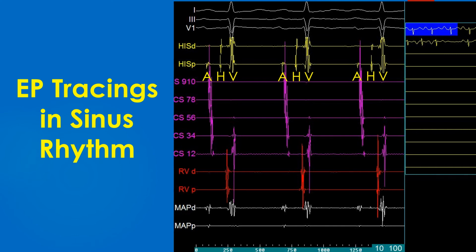The earliest atrial activity is in the surface lead V1. The atrial activity in the His electrode comes after that, followed by the proximal coronary sinus electrodes. Distal coronary sinus electrodes pick up the atrial activity later, reflecting later activation of the left atrium. The distal coronary sinus electrodes also show the ventricular activity, which is more delayed than the ventricular activity picked up by the right ventricular electrodes, RVD distal and RVP proximal.